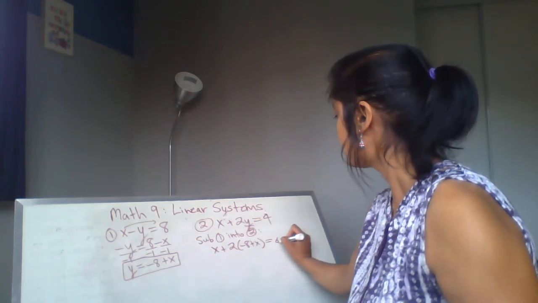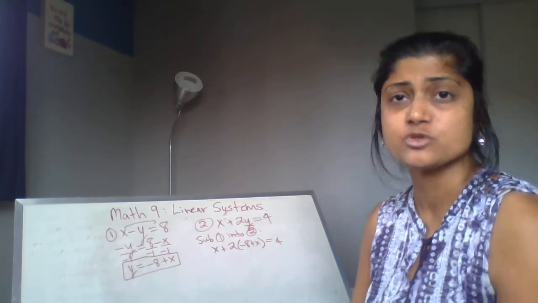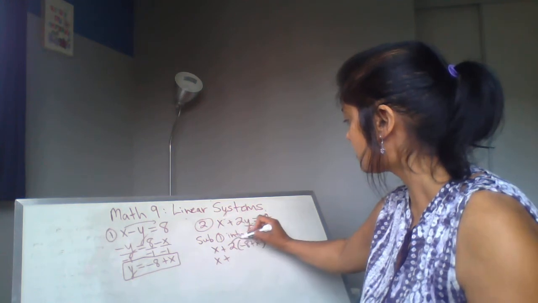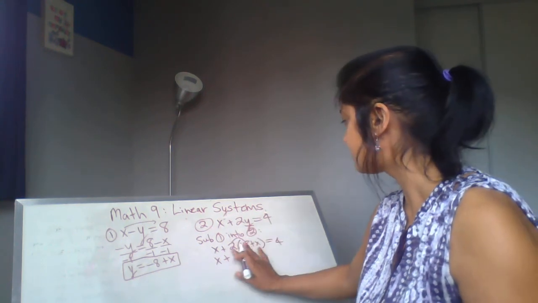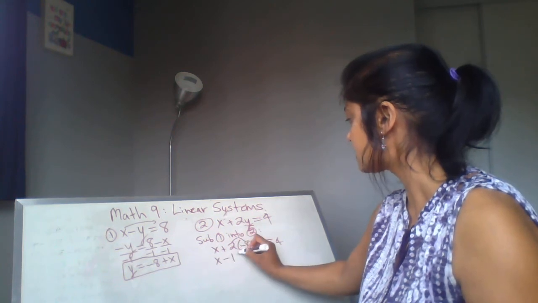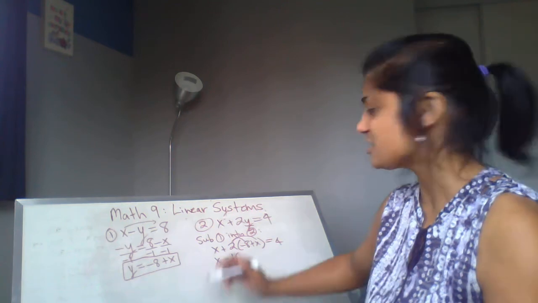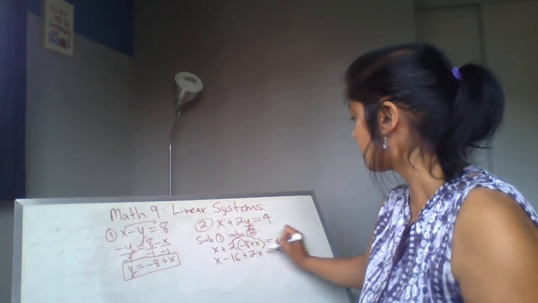And that equals 4. You notice I kept everything else the same. I'm just doing a substitution here. Okay, so x plus, again, we're going to open up the brackets here. So I'm doing 2 times -8, so let's just do one sign, minus 16. And then you're doing 2 times x, which is 2x. And that equals 4.